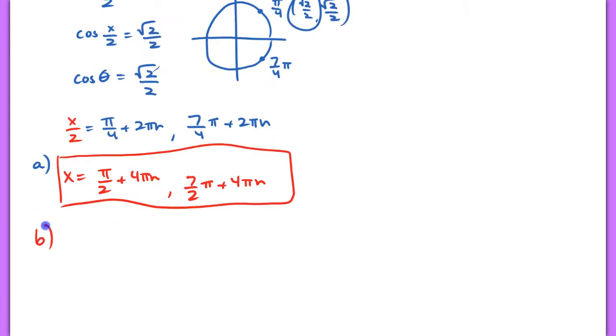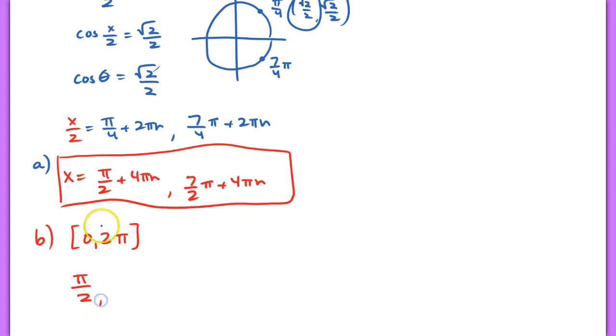Okay, let's answer part B now. We're going to look for solutions that lie between 0 and 2 pi. Alright, so pi over 2 definitely falls between 0 and 2 pi, but as soon as I try to add a multiple of 4 pi to that, so if n is equal to 1, clearly this is going to fall outside, because I'm adding 4 pi to this, it does not fall within that interval.